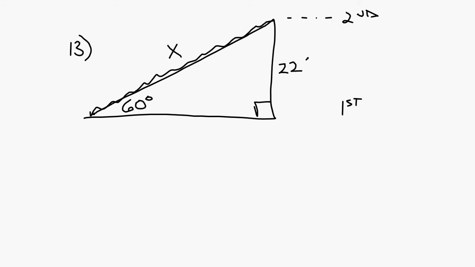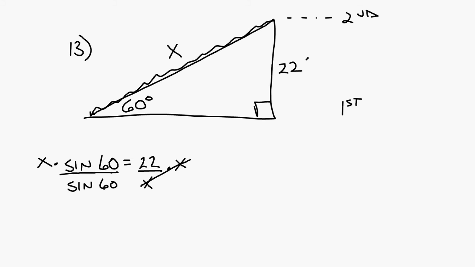So that is opposite over hypotenuse. So sine 60 equals opposite over hypotenuse. Multiply both sides by x to get it out of the denominator, and then divide both sides by sine 60.